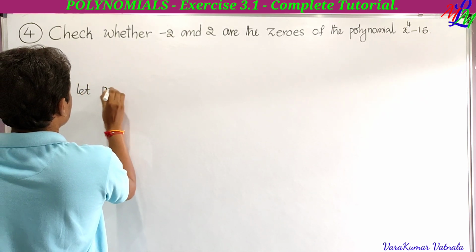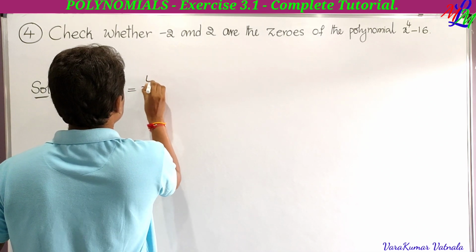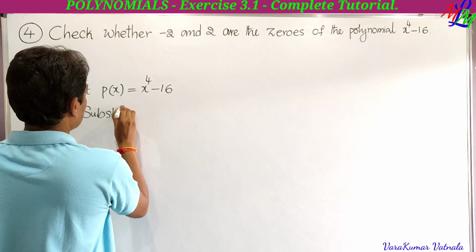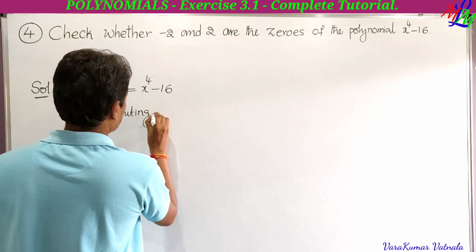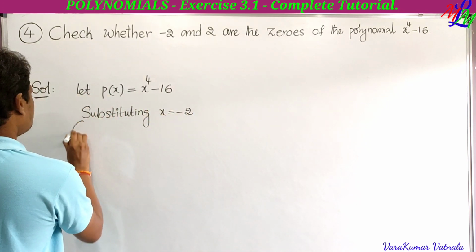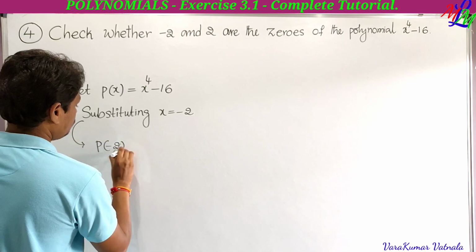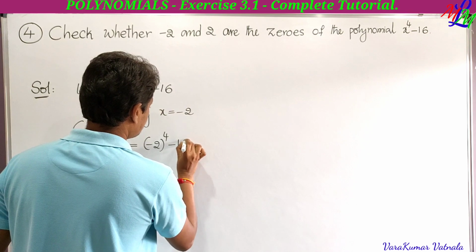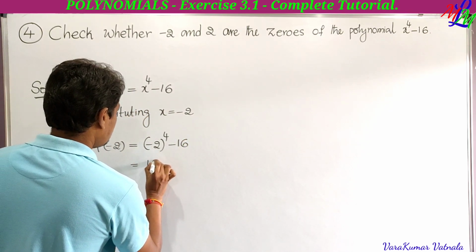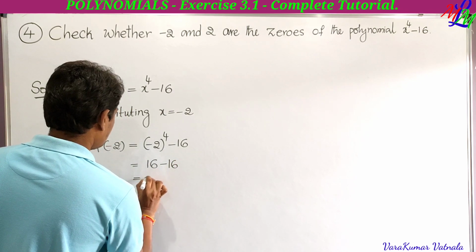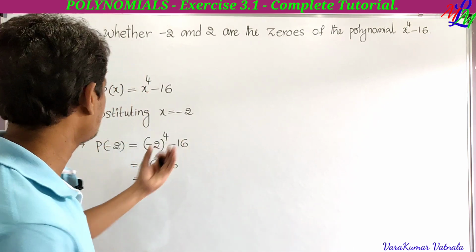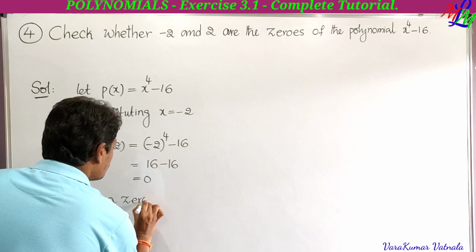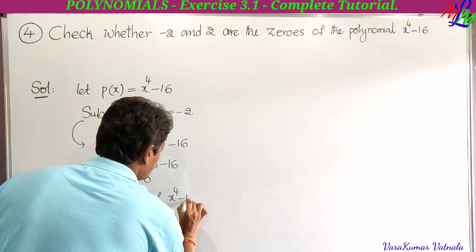So let p of x is equal to x to the power 4 minus 16. Substituting x is equal to minus 2, we get p of minus 2 is equal to, wherever x is there, write minus 2. Here we get minus 2 whole to the power 4 minus 16. Minus 2 whole to the power 4 is plus 16 only. 16 minus 16 is equal to 0. So since p of minus 2 is equal to 0, minus 2 is a 0 of x to the power 4 minus 16.